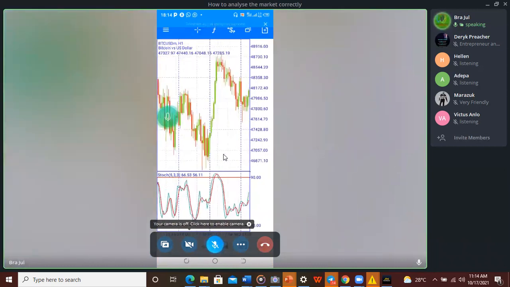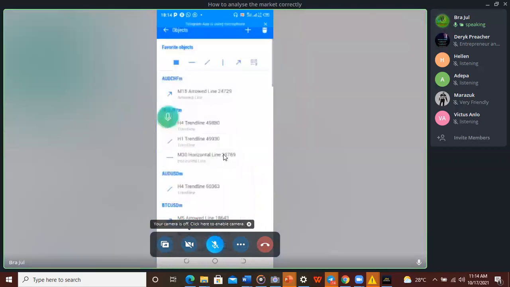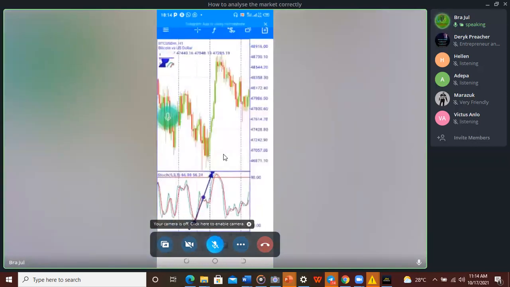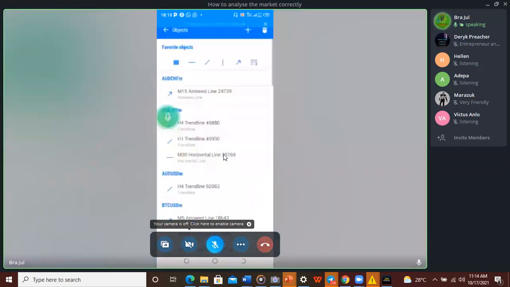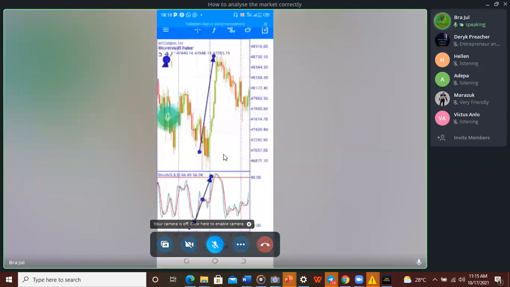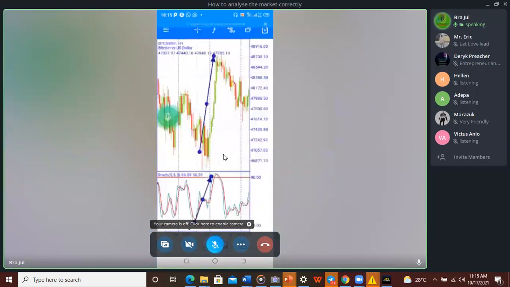Here you realize that the stochastic on the H1 entered a zone very, very well at this level, whereas it has entered the overbought zone here very well. Are you getting my point? And as it was going up, it's indicating on the chart too that the price was going up within the range. So as the price is going up, the stochastic will be showing exactly where the price or the market is going. You can actually follow that.